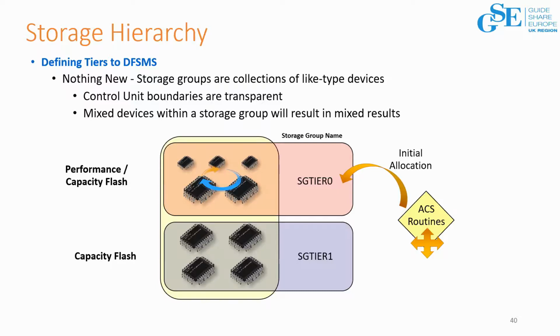Then ACS routines are also configured, and they're set up so that data sets are initially allocated to SG tier 0. And then the ACS routines also will be configured so that when a data set is eligible for automatic transition, HSM will transition that data set to SG tier 1. And this will ensure that data that goes to SG tier 1 will reside only on capacity flash and won't be moved back to performance flash.